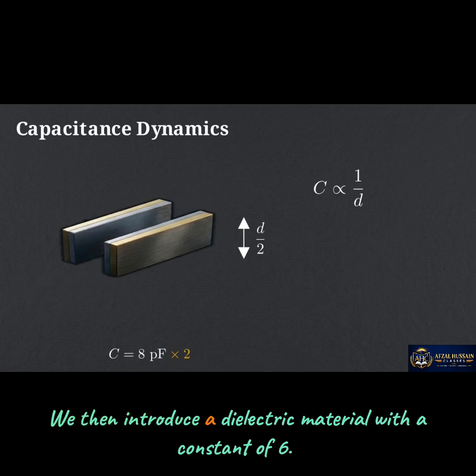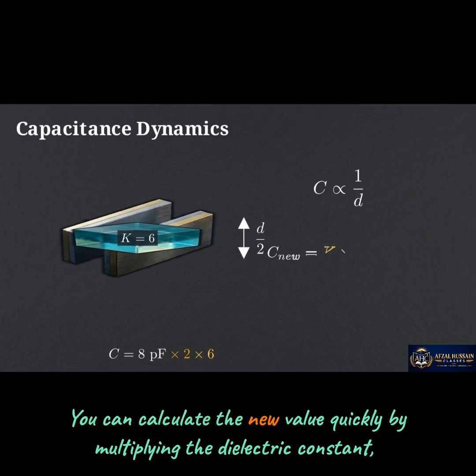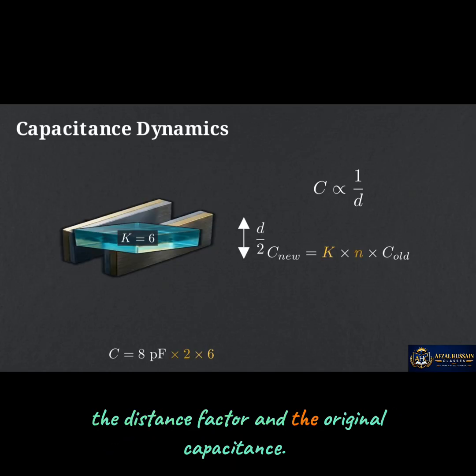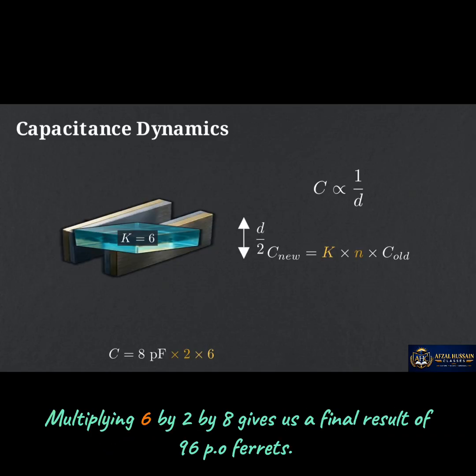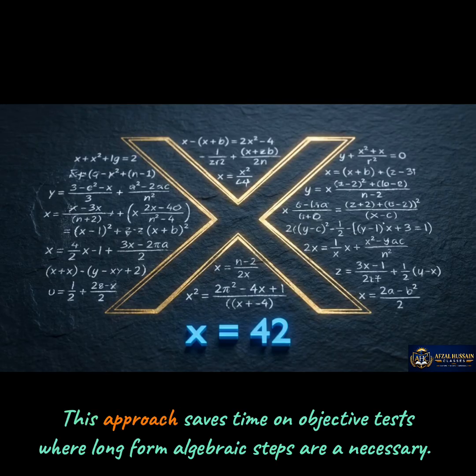We then introduce a dielectric material with a constant of 6. This material further multiplies the system's ability to store charge. You can calculate the new value quickly by multiplying the dielectric constant, the distance factor, and the original capacitance. Multiplying 6 by 2 by 8 gives us a final result of 96 picofarads. Understanding these proportionalities allows you to solve dynamic capacitor variations mentally. This approach saves time on objective tests where long-form algebraic steps are unnecessary.